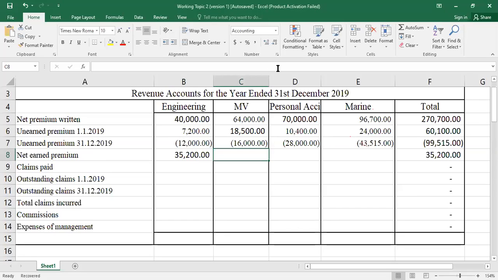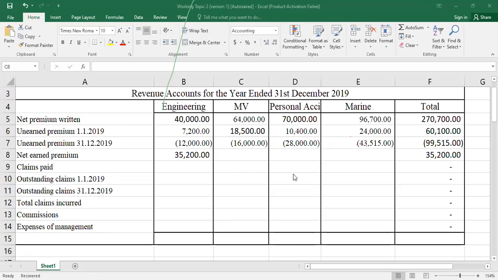Okay, I said we open the question. Have we? Zipporah, you have the question? Yes. So we are doing it together. And I've said we start by each department. I've realized that I was on mute, so you were not getting me. So each segment of the business, we have the 4 segments: the engineering, motor vehicle, the personal accident, and the marine segment. We are going to prepare different sets of revenue accounts, and this is what we are posting right now.